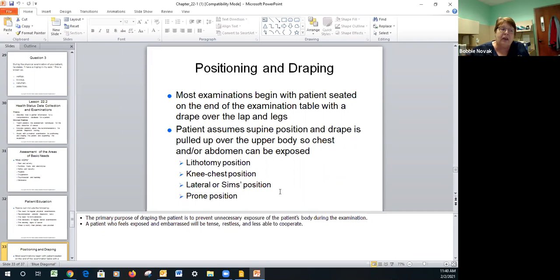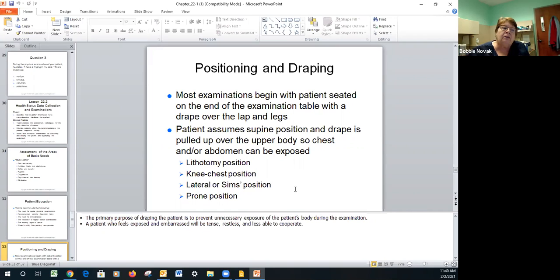Now, here are some specific positions, and we're going to learn about positions next week, but one of them is the lithotomy position. And this is the position that they use for gynecological examinations, where you're laying on your back with your feet in the stirrups, okay? The knee chest position is you're on your stomach, and then you bring your knees up to your chest, and so your butt's up in the air. So it makes it easier for them to examine.